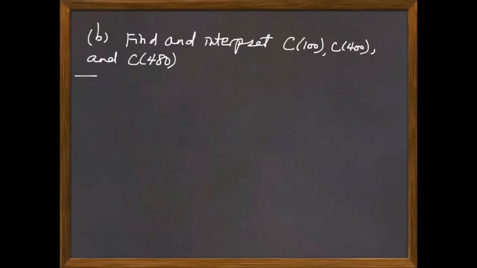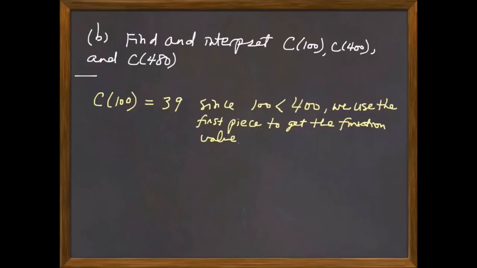Next, let's look at what it means to compute C of 100, C of 400, and C of 480. C of 100 takes in the value 100 that is less than 400, which means we should use the first piece to do this evaluation. And the function basically says it's just going to be 39 when X value is less than 400. So we know this is going to be 39 since the X value, which is 100 here, is less than 400. What does this number mean, 39? Well, when the input is 100, the output is 39. That means it costs $39 if the user only uses 100 minutes of call time.